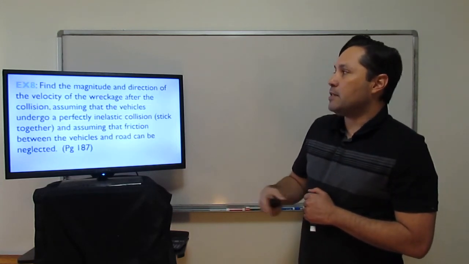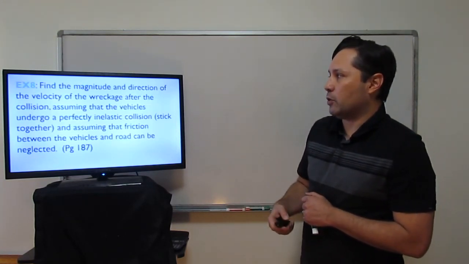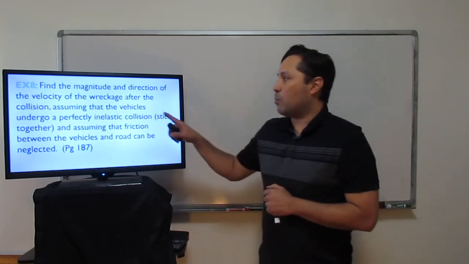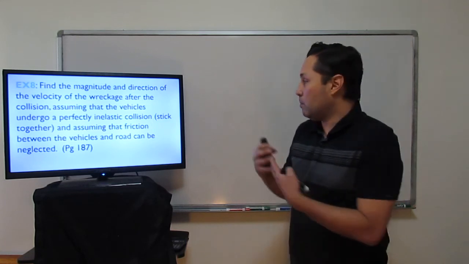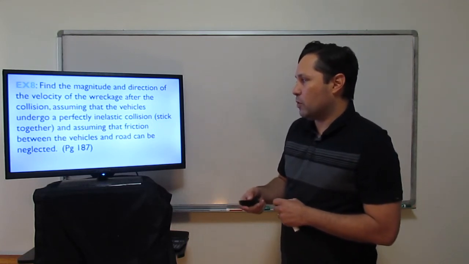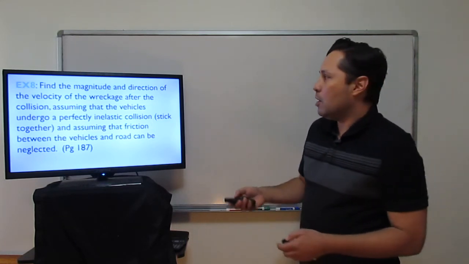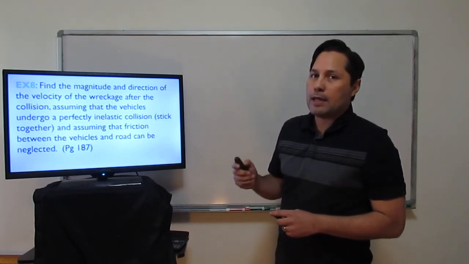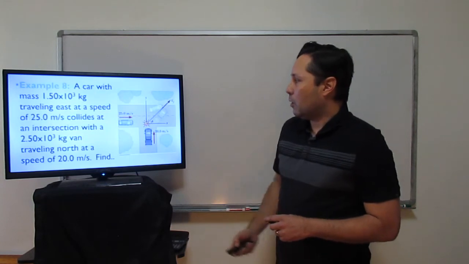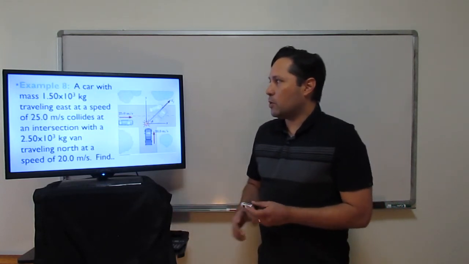Find the magnitude and direction of the velocity of the wreckage after the collision, assuming that the vehicles undergo a perfectly inelastic collision. That means that they stick to each other, so their bumpers are tangled up. And assume that friction between the vehicles and the road can be neglected. So it's the instant after the collision, which direction are they heading, and how fast are they going. So that's what we're looking at, the direction and the speed.